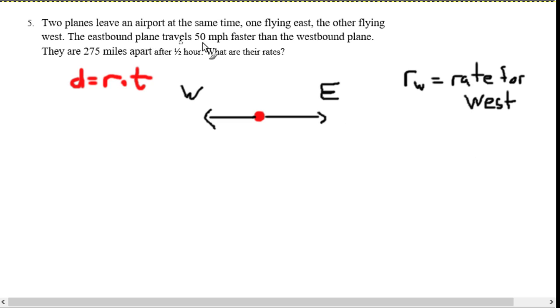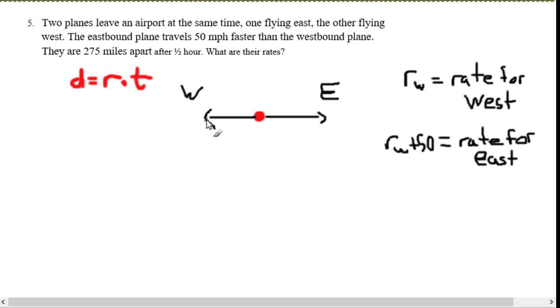So now the eastbound plane travels 50 miles per hour faster than this. Okay, so my eastbound plane rate, for east, is going to be this same R W plus 50. Okay, they are 275 miles apart after 1/2 of an hour. Okay, so their total distance is 275 miles apart.